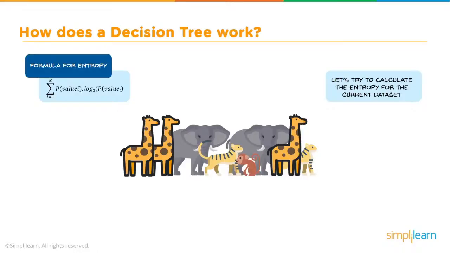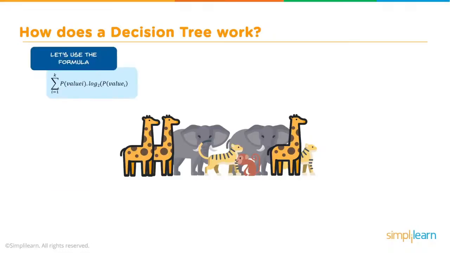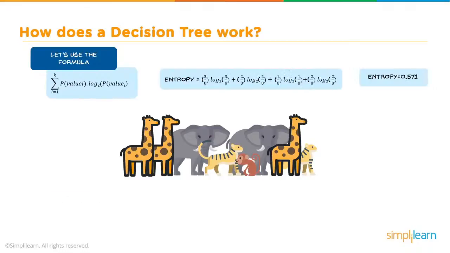Let's try to calculate the entropy for the current data set and take a look at what that looks like. And don't be afraid of the math. You don't really have to memorize this math. Just be aware that it's there and this is what's going on in the background. So we have 3 giraffes, 2 tigers, 1 monkey, 2 elephants, a total of 8 animals gathered.